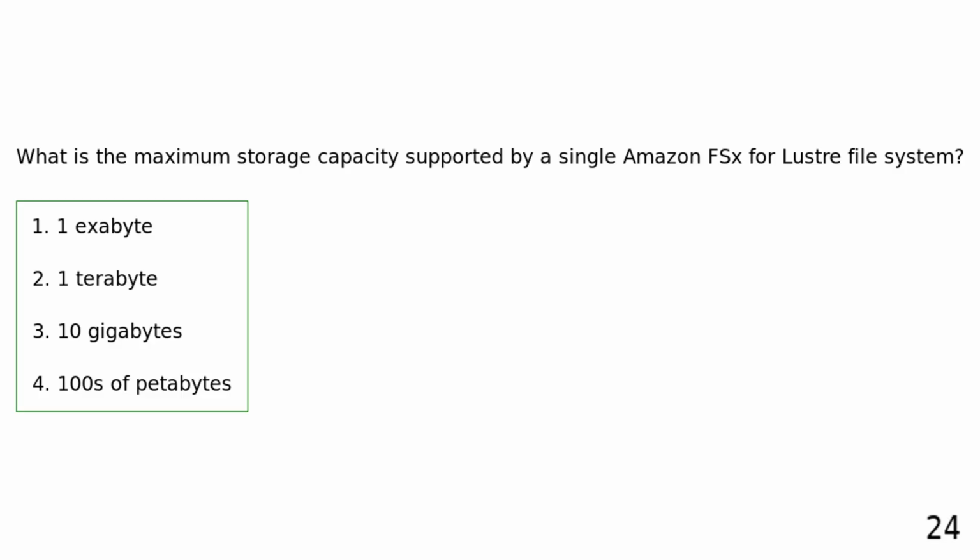What is the maximum storage capacity supported by a single Amazon FSx for Lustre file system? 1 exabyte. 1 terabyte. 10 gigabytes. Hundreds of petabytes. Amazon FSx for Lustre is designed to scale to hundreds of petabytes of data in a single file system, supporting the storage needs of data-intensive workloads.